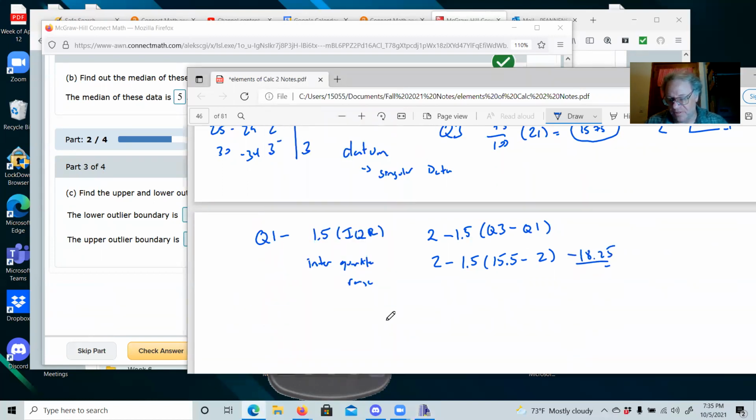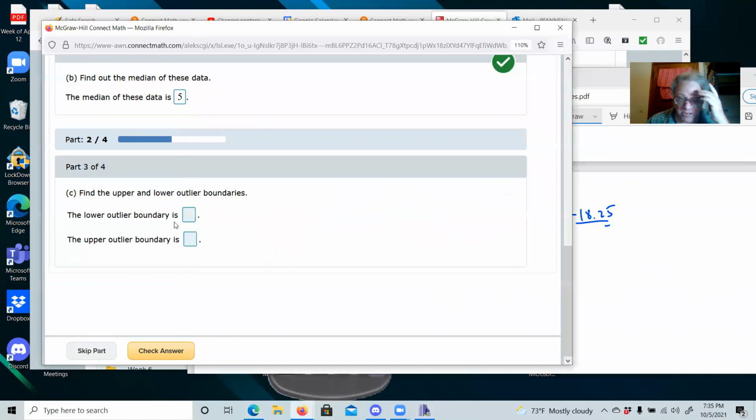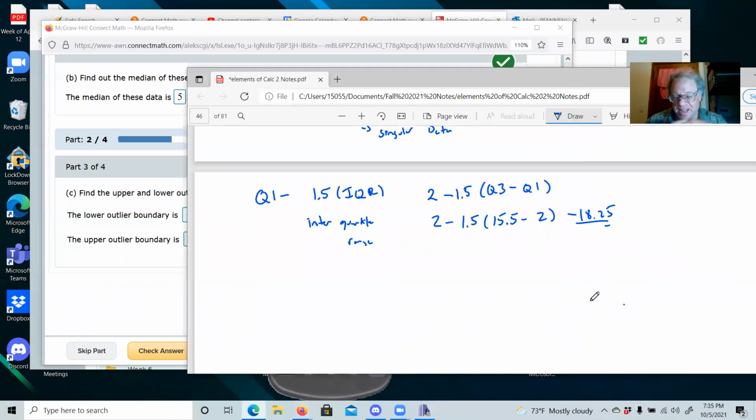There are no negative nuclear reactors, okay? They can't be in debt to somebody, a nuclear reactor. It doesn't work, right? So the lower boundary is negative 18.25, but usually in problems like this, once it's negative, we're done. I'm not going to bother calculating it. I just know that it's a nonsense value.